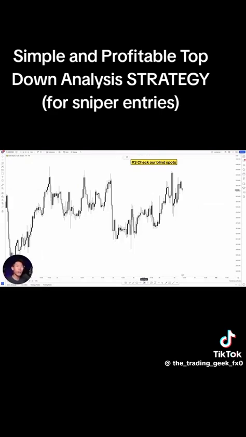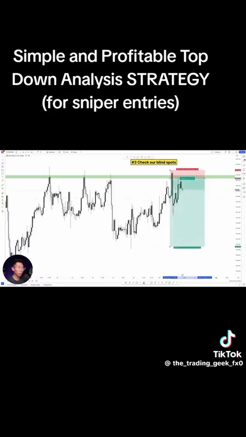The third reason is actually because we want to check our blind spots. So we assume that there is a supply zone area right here, so we entered for a short trade at this supply zone, and we place our stop loss above this supply zone, and we place our take profit all the way at the next demand zone, which could be somewhere right around here, right? If you look at what price is doing right here, this is the major demand zone.